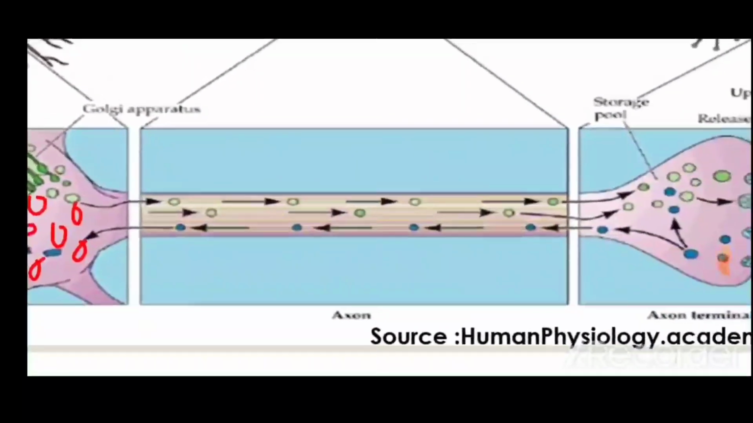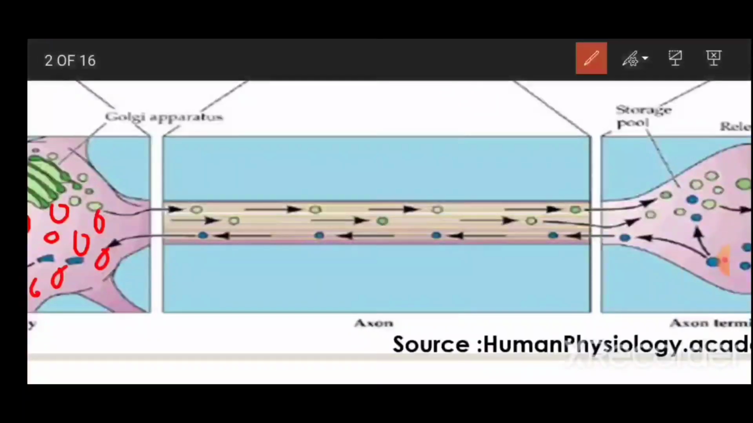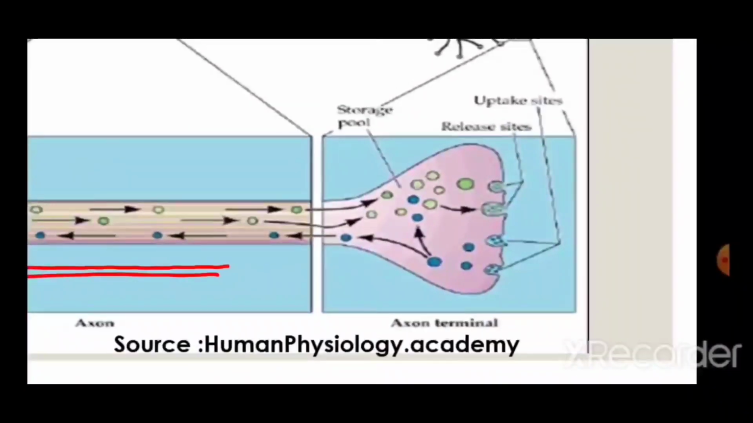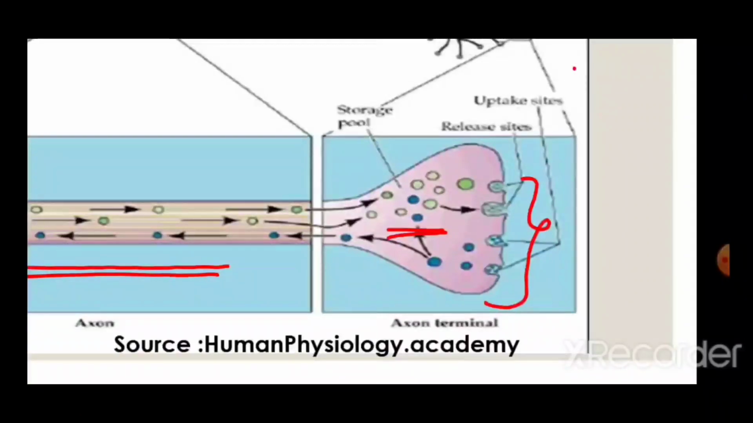Then followed by the cell body there is an axon, and it is the main site where the generation of nerve impulse takes place, and even the conduction happens here. And then there is an axon terminal, as you can see, and the axon terminal has got several vesicles filled with neurotransmitters, and there are release sites here. So now let's start with the original process.